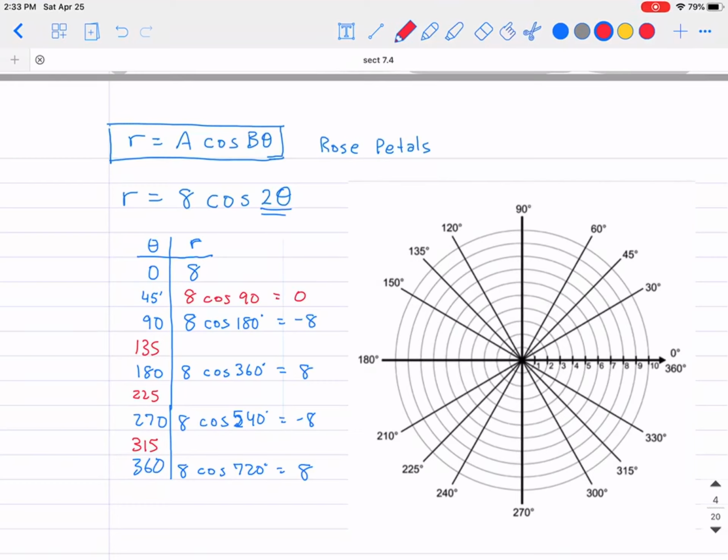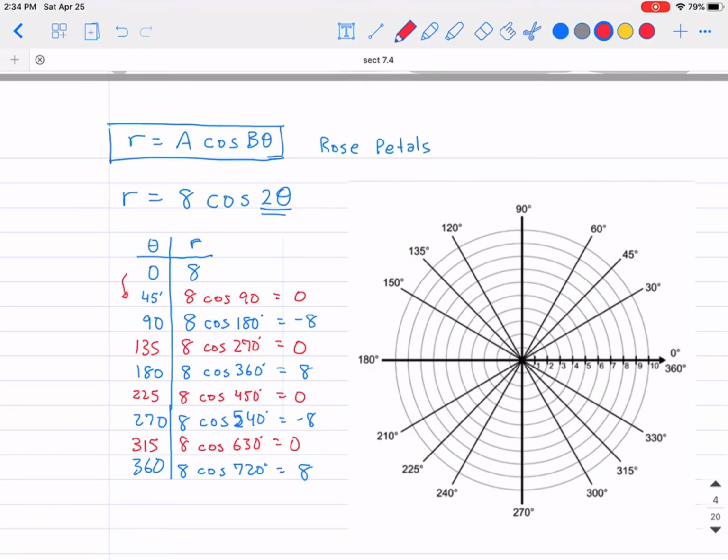At 45, we get 8 multiplied by the cosine of 90, which gives me 0. 8 multiplied by cosine of 270 for 135 also gives me 0. 8 multiplied by the cosine of 450 also gives me 0. And at 315, that's also going to give me 0, because that's 8 multiplied by the cosine of 630 degrees. Okay, so those are where the zeros are located, and now we can work with that.